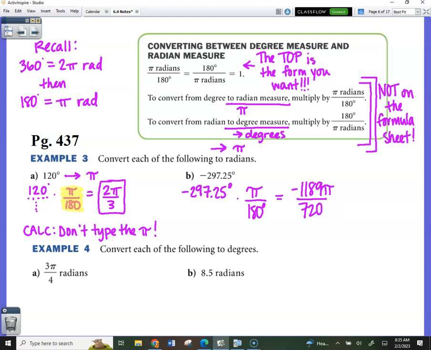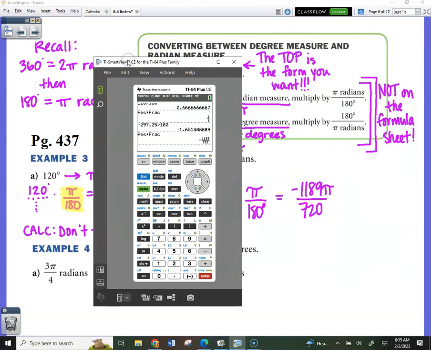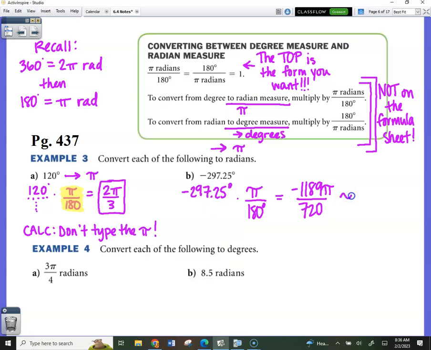Now, if I said I want this in decimal form, because my math lab may ask for both formats, fraction form and decimal form, then you do need to enter pi in the calculator. So when you get this, you just hit times pi. So there's the decimal form. If we round to the nearest hundredth, so negative 5.19. I'm going to put approximately negative 5.19.